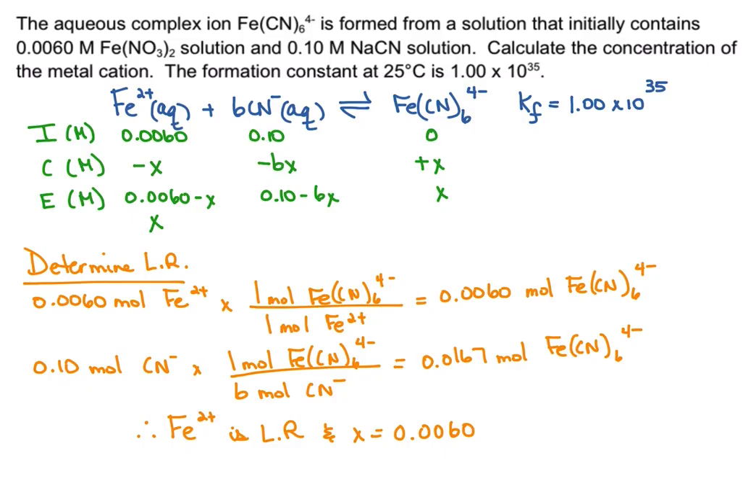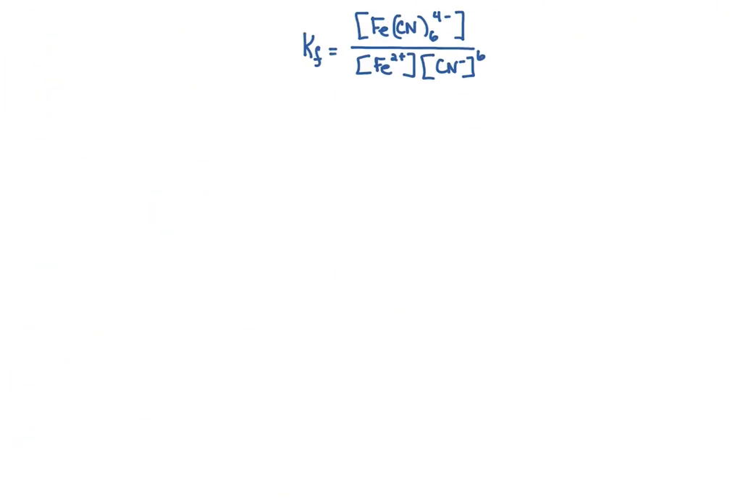CN minus, we do have x, so we can go ahead and solve for that. 0.1 minus 6 times 0.006, and that's going to give me 0.064. And for the complex, we have x, and that's going to equal 0.006. All right, we have our equilibrium concentrations. We can go ahead and set up our Kf expression. Remember, that is products over reactants raised to the power of their coefficients.